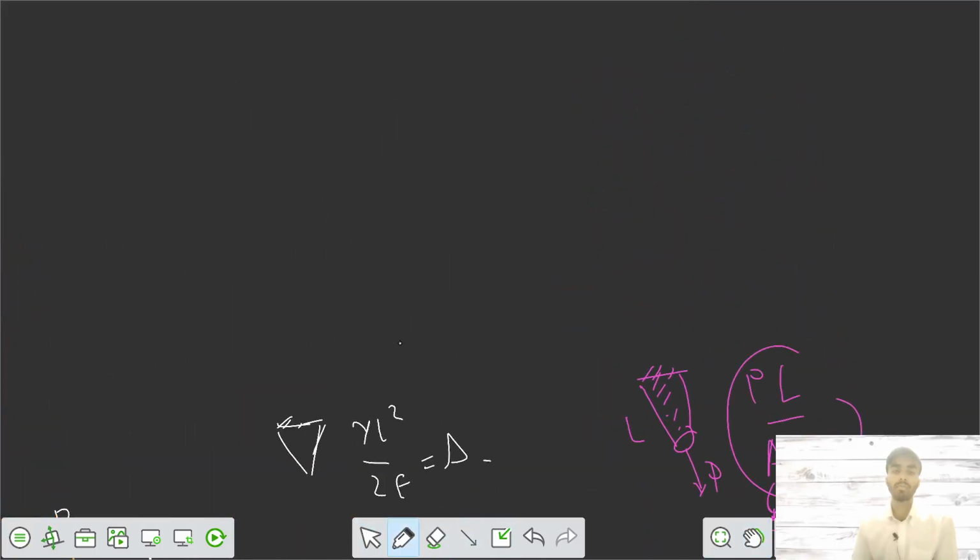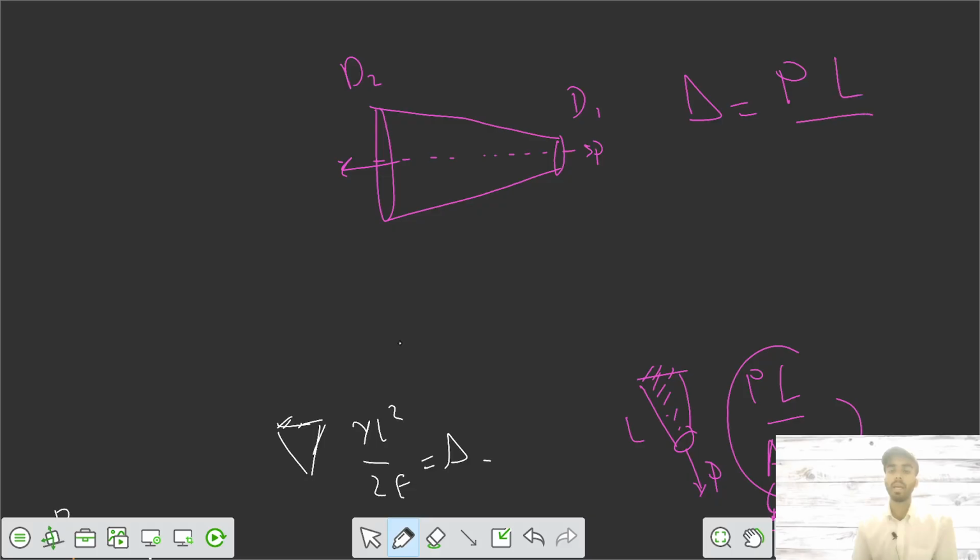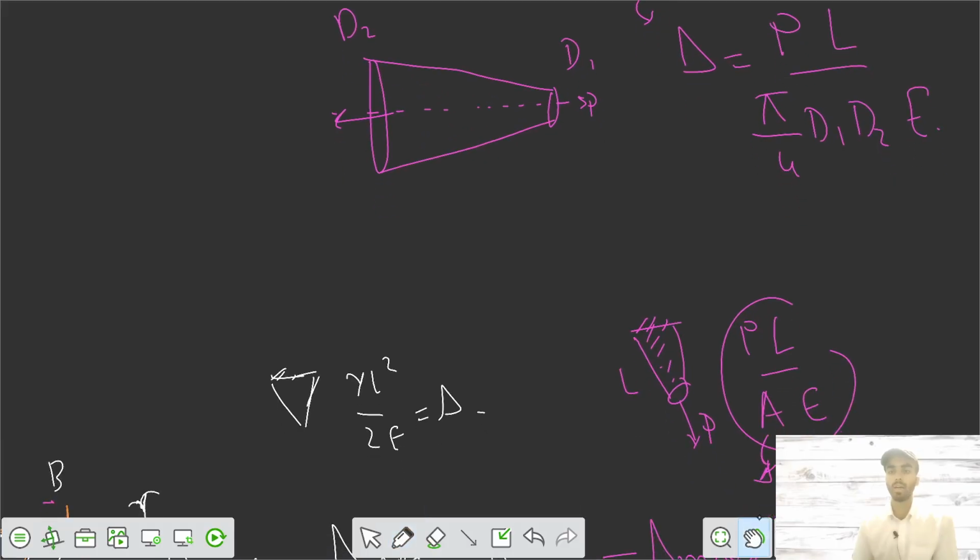one more result: if the diameter here is d2 and diameter here is d1, in a tapering circular bar, and you apply axial force of P, then the deformation equals P L by area, where area is pi by 4 d1 d2, and E. We will be solving this one also, but for this question let's take the result directly.